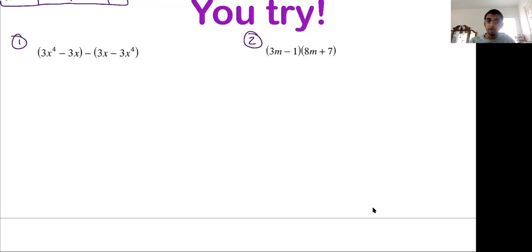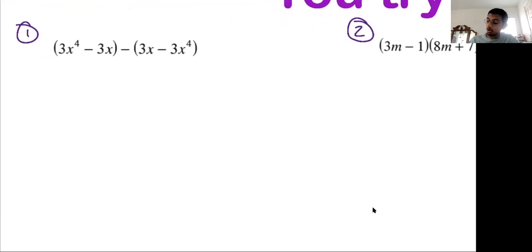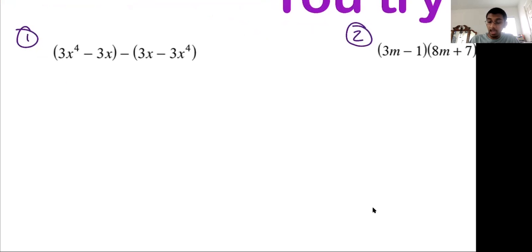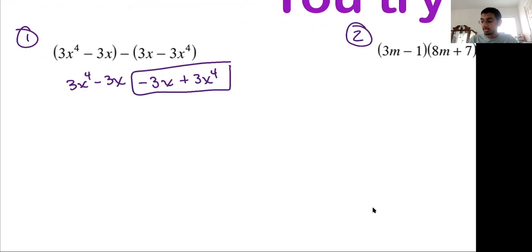Okay, so now we're going to try to combine like terms. So let's begin with this one. We have 3x to the fourth minus 3x and then minus 3x again plus 3x to the fourth. And the reason, where did I get this from, you're asking? It's because I distributed this like I just said. You distributed this, so it becomes negative 3x plus 3x to the fourth.